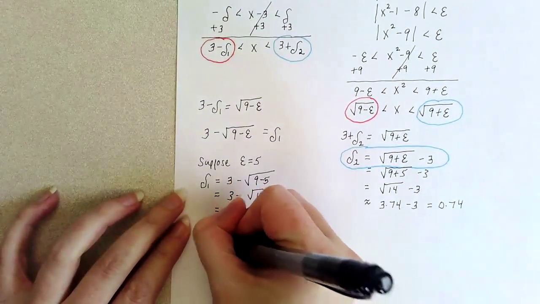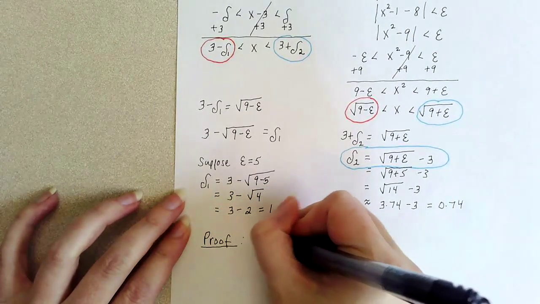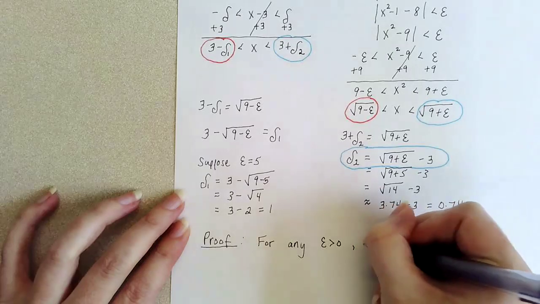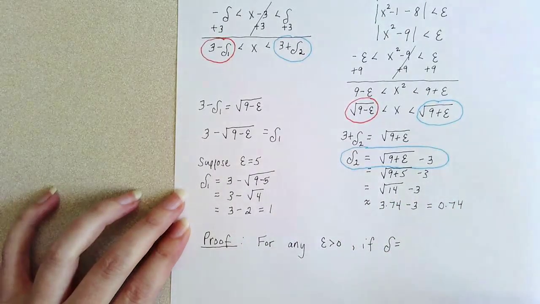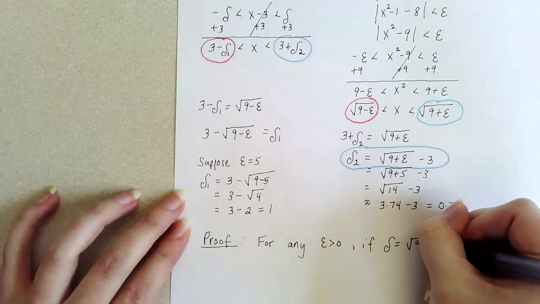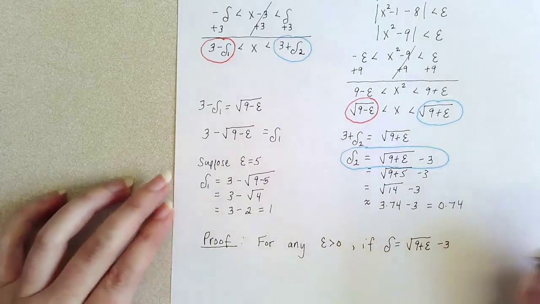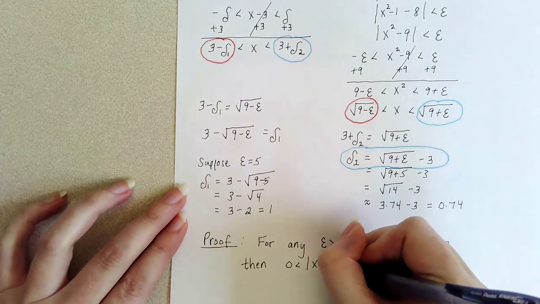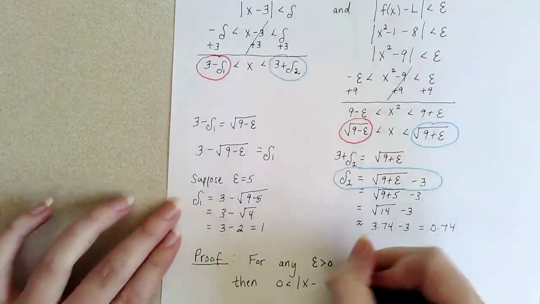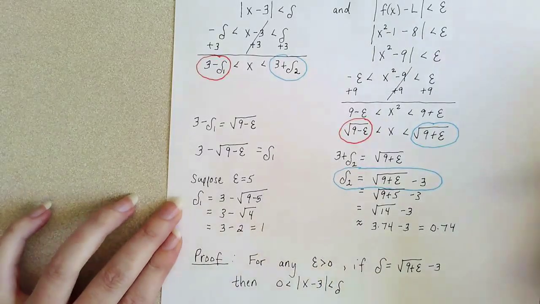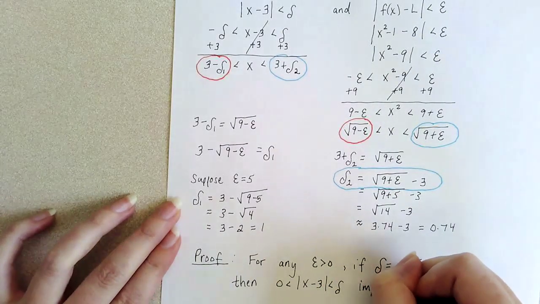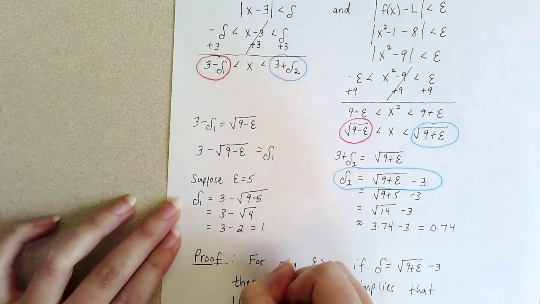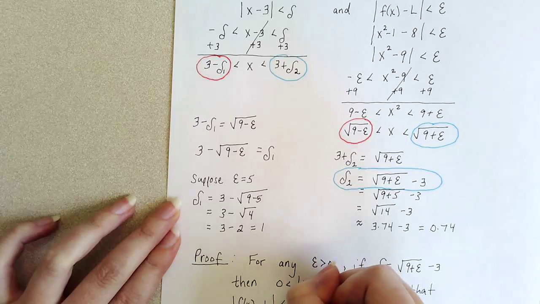So I'm going to start my proof with, for any epsilon greater than 0, if delta equals, and I'm going to go ahead and put in my square root of 9 plus epsilon minus 3, then my absolute value of x minus, we said 3, is less than delta, implies that the absolute value of f of x minus L is less than epsilon.